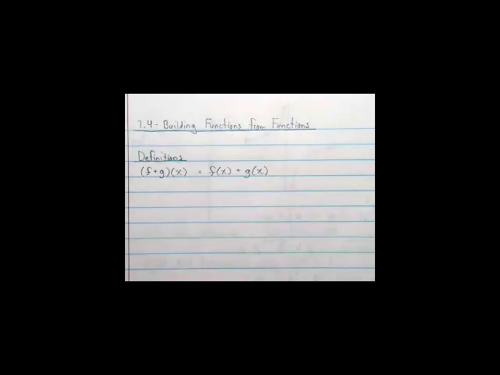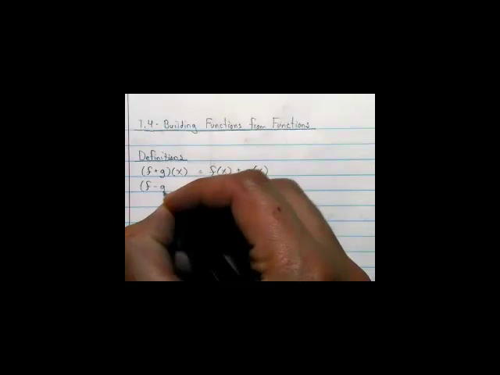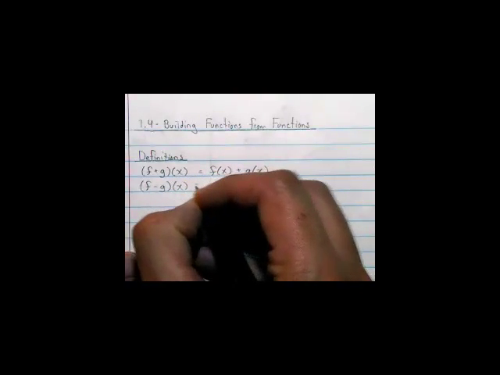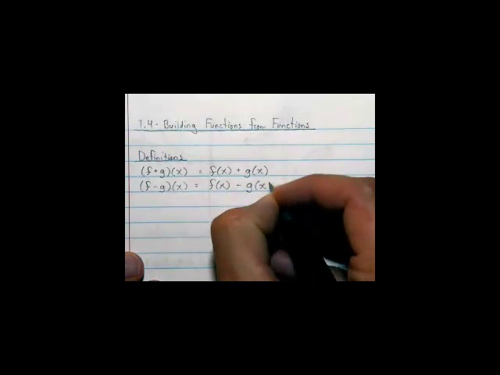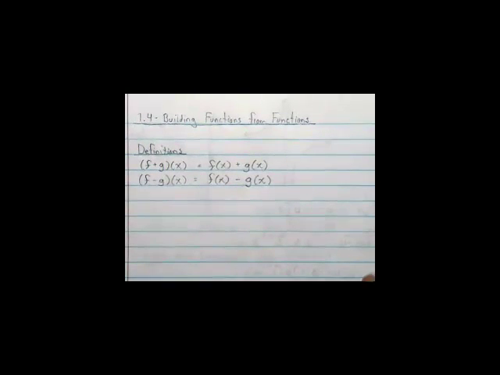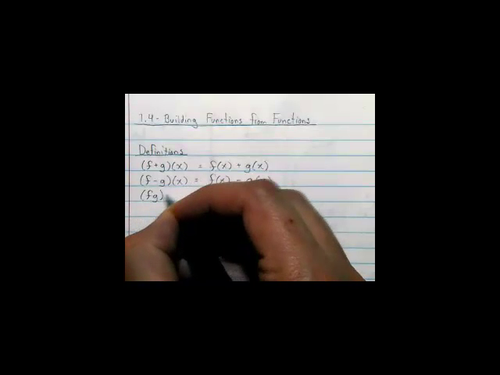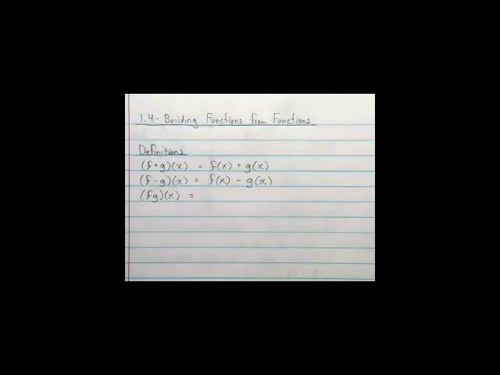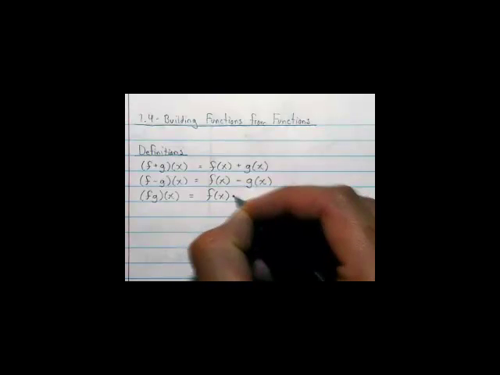Similarly, you can do any other operation. By operation, I mean addition, subtraction, multiplication, division. Just like you do with numbers, you can do it all with functions as well. And each one has its own kind of unique notation here. So f minus g of x is what you would expect. It's f of x minus g of x. So you take your two functions and subtract. There's fg of x, which implies a multiplication, so that would be f of x times g of x.